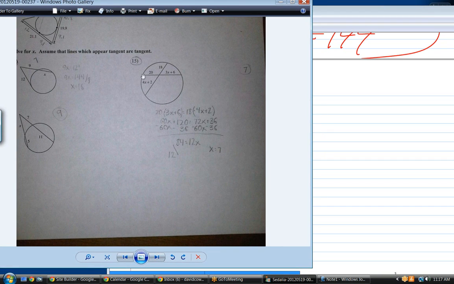Notice the difference. Here's your two primary differences. Here we have intersecting chords, and it's each piece times the other is equal. Here we have an intersection outside the circle, so it's this piece times the whole length of that secant line, equal to the tangent squared. And then the third case is this one here. So what equation am I going to write for this one?